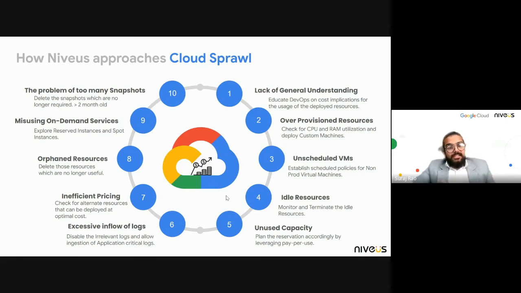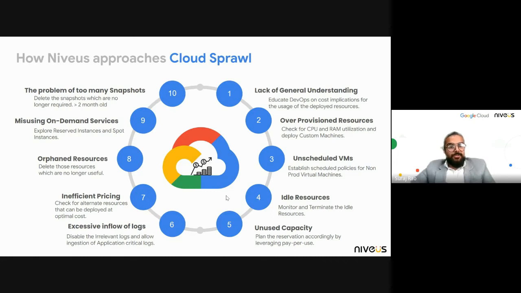A partner like Niveus can help you analyze your entire workload and help you with the reservation. So it's very important to have the reservation in place when you're sure your workloads are going to run for 1 year or 3 years. So explore reserved instances. Also, explore spot instances if you have any workload which is batch processing in nature and fault tolerant.